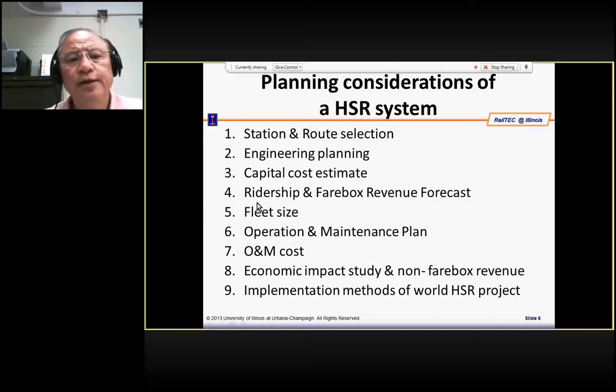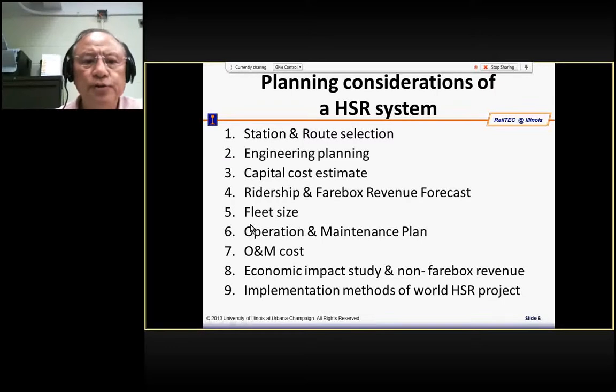After that, we should consider our ridership. Who are going to ride it? How much can we charge them? And so what will be the total income? So that will be the second part of what we will be talking about in this class.